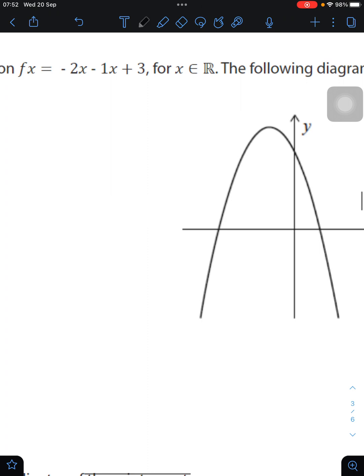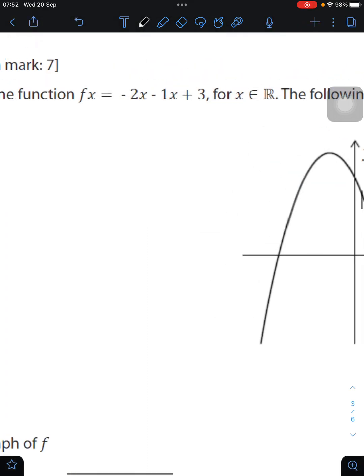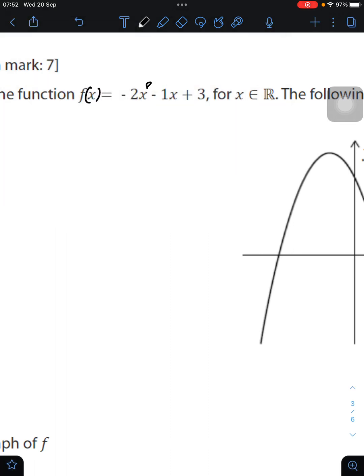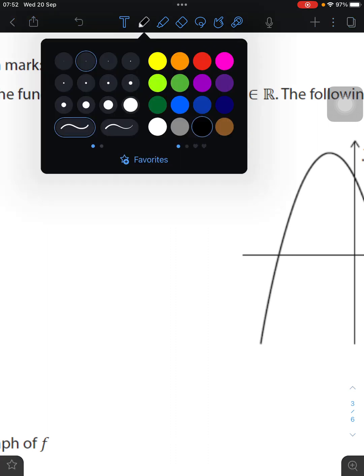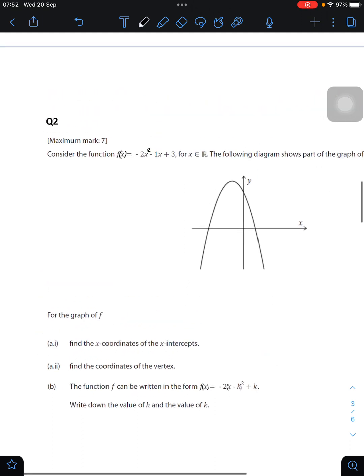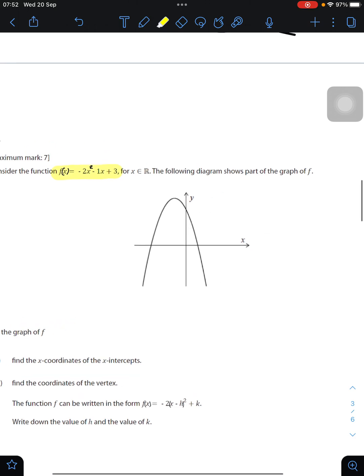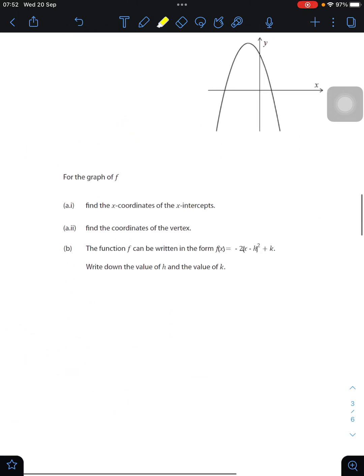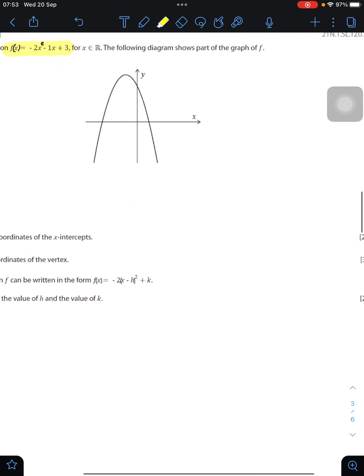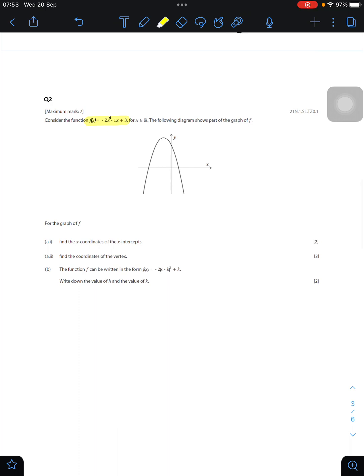So here I did miswrite the question, or IB question bank did. So it should be f of x in brackets and then 2x squared minus x plus 3. So obviously the key part to this question would be the f of x, and then it shows part of our graph here. Find the x coordinates of the x-intercepts. Okay, of the x-intercepts. Fine.